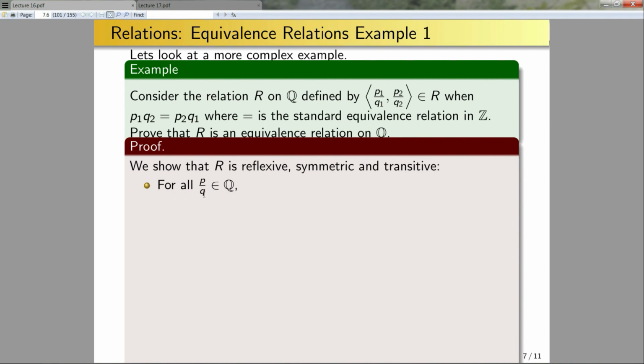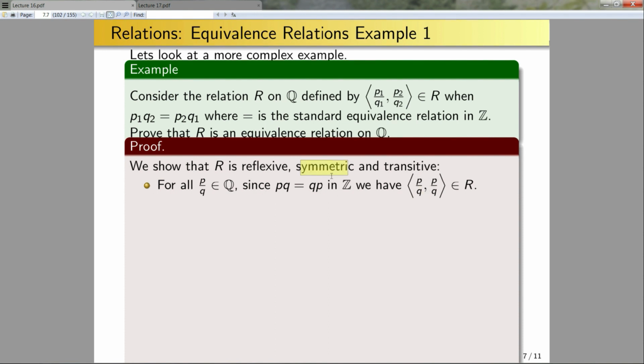For all (p, q) in Q, we need to show that (p, q) is related to (p, q). Explicitly, we need to show that p times q is equal to p times q. Well, that's trivial because p times q is equal to p times q in Z. Thus, (p, q) is related to (p, q), and therefore, this is a reflexive relation.